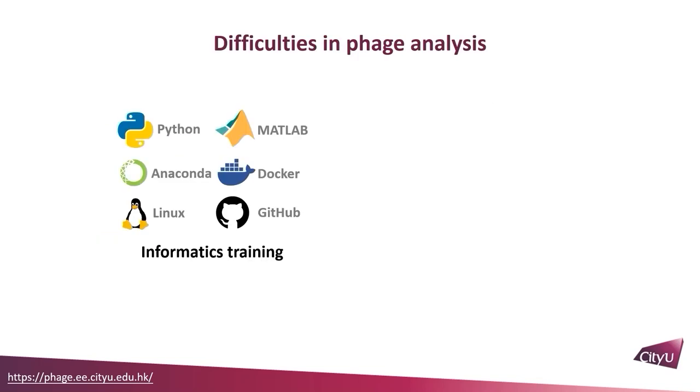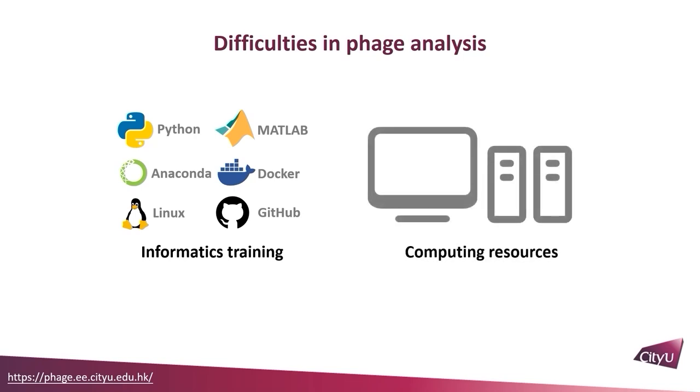Although there are tools available for different tasks, such as phage taxonomy classification and host prediction, these tools are often published as open source code and they require several other dependencies such as Python, Anaconda, etc. However, installing these tools requires informatics training. What's more, running such tools always takes substantial computational resources.